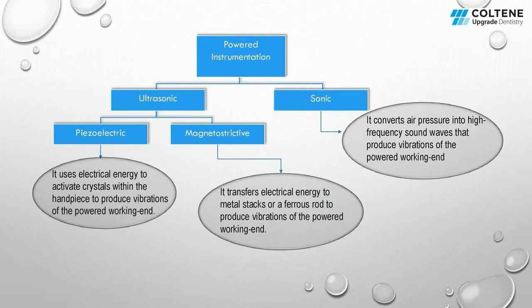Powered instrumentation can be divided into two parts, the ultrasonic and sonic. Apart from the basic differences in their frequency, ultrasonic instruments work by converting electrical energy to activate the crystals within the handpiece to produce vibrations, whereas in the case of sonic instruments, high air pressure is converted into sound waves that produce the vibrations at the working end.